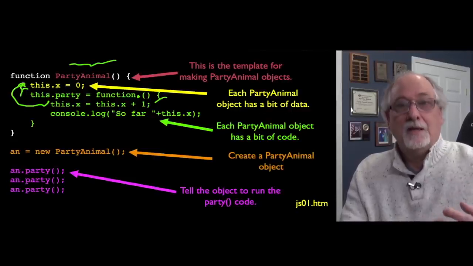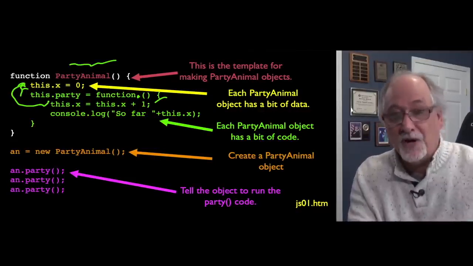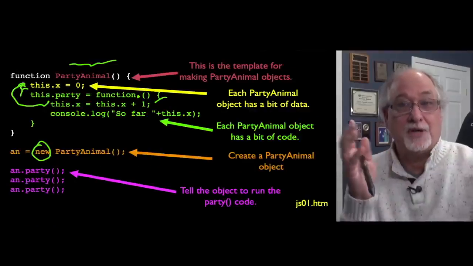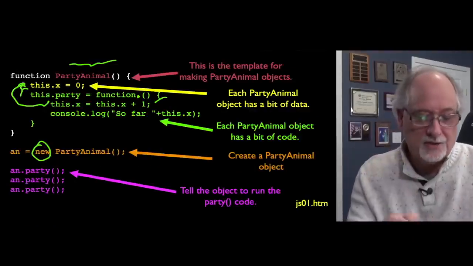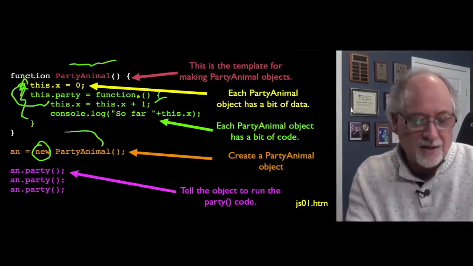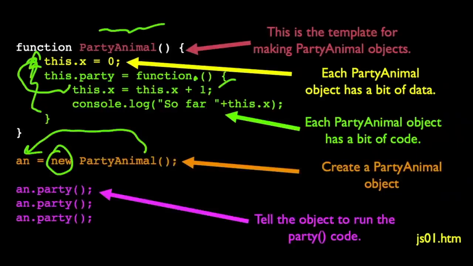Okay? So we could just call the function PartyAnimal, but that's not what we do. We have a new keyword called new. It says, look, don't just run this code. Create an empty object and then use the PartyAnimal code to fill out that object with a bit of code and a bit of data. Run all this, but instead of just running it, give me back the thing that it eventually produces. It's as if there's a return statement at the bottom of the PartyAnimal function, and then give me back the object.